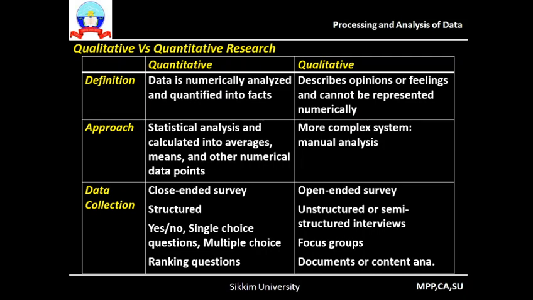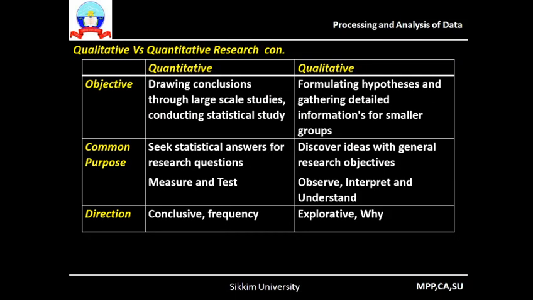In case of qualitative research, the data collection methodologies adapted are often open-ended in nature, or we use an open-ended survey. The questions are often unstructured or semi-structured. We rely on focus group sessions or analysis of documents and contents. The objective of qualitative research is formulating hypotheses and gathering detailed information for smaller groups. The common purpose is to discover ideas with general research objectives.